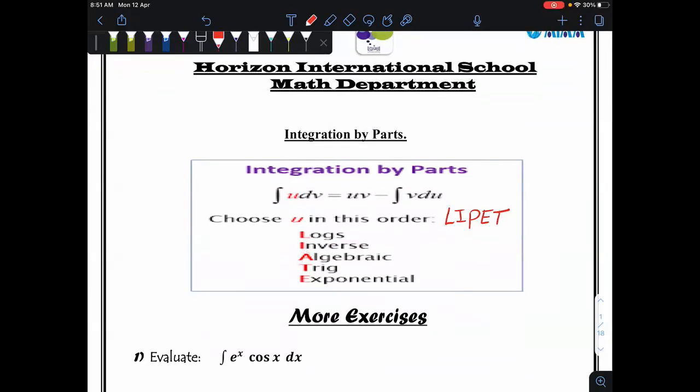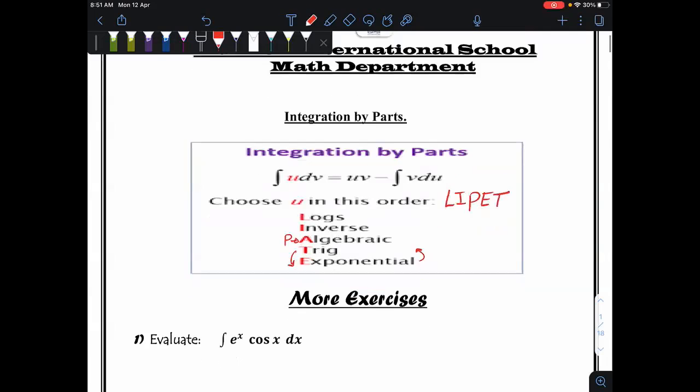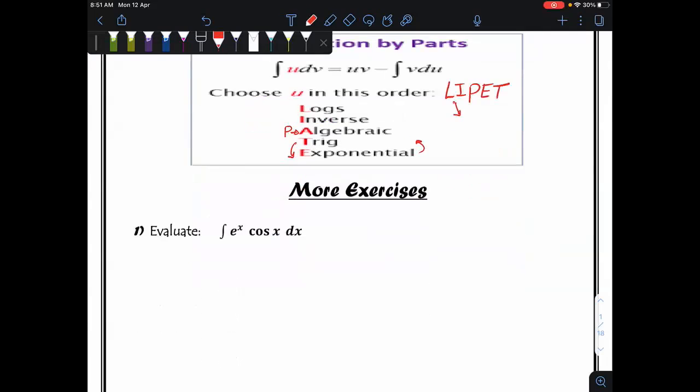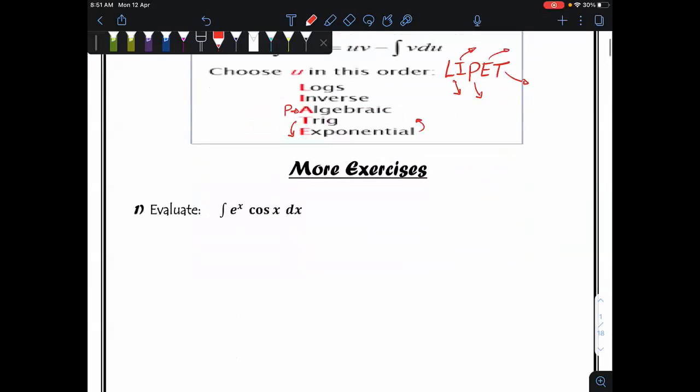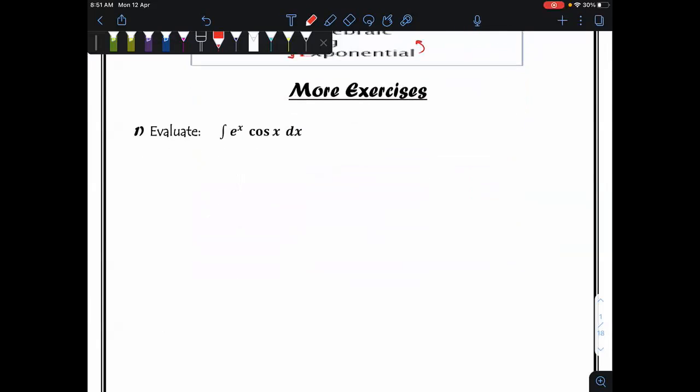L is logs, then the inverse, and the P here represents what? The algebraic expression or polynomials, and the trig and the exponential. It should be exponential and then trig, as you know. Okay, so it's here log and ln, inverse trig function, polynomials, exponential, trig. Now solve this example as a practice of integration by parts.